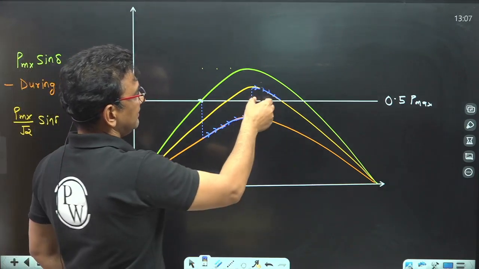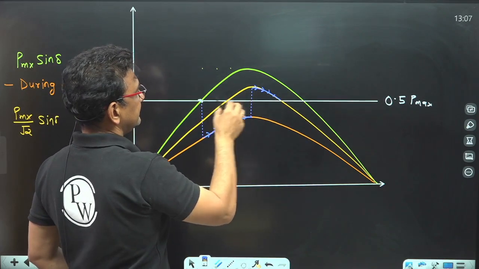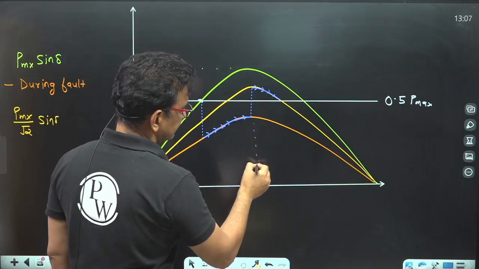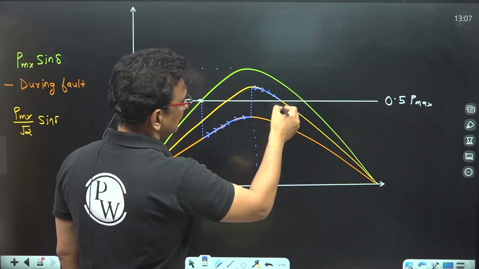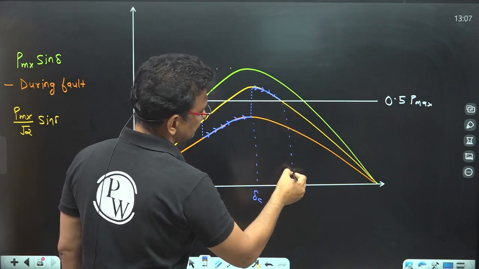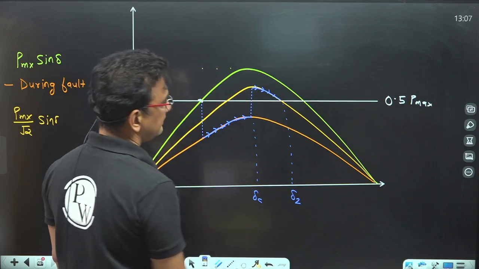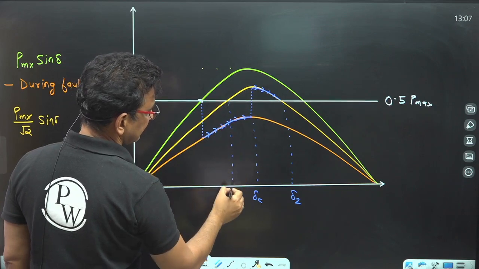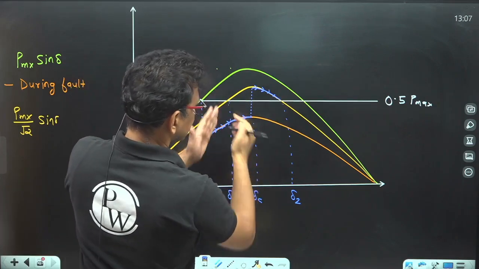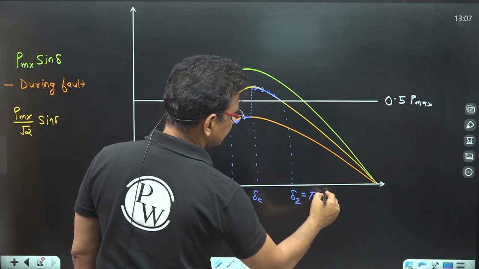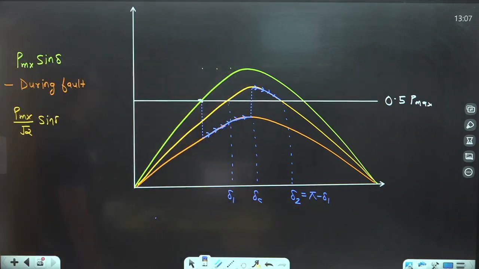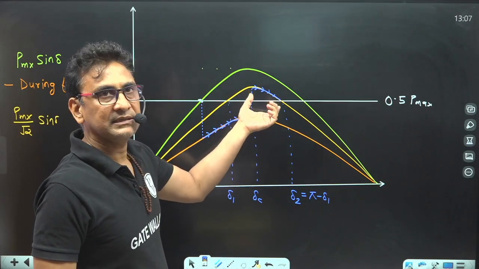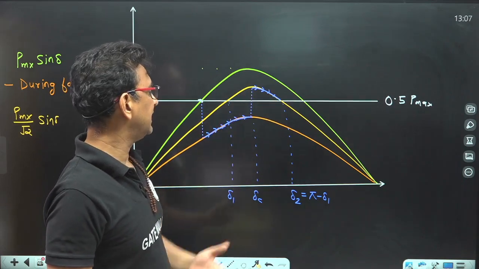So only this area is available for the deceleration. This is the accelerating area, this is the decelerating area. And this is my critical clearing angle, delta C. Now, this angle is delta 2, the maximum angle available. If I take this angle as delta 1, you can say delta 2 is nothing but 180 degrees or pi minus delta 1. At the critical clearing angle, the total available decelerating area should be equivalent to the accelerating area.